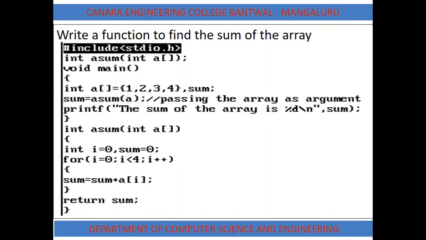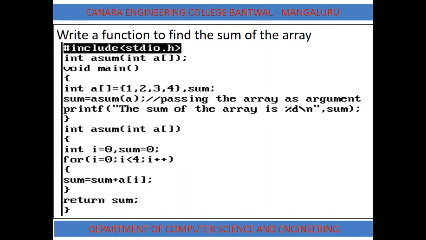So now again i is incremented by 1. I becomes 2 now. So 2 is less than 4. The condition is true, so the control will come inside the for loop. The sum value previously computed was 3. So now 3 plus a of i, which is a of 2. A of 2, the value stored is 3. So 3 plus 3, 6. So 6 will be stored in sum now.